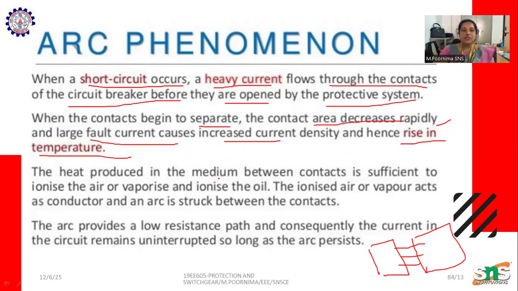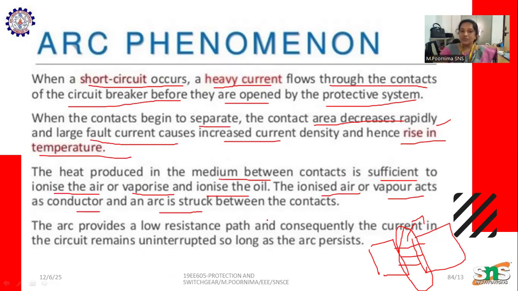The heat produced in the medium between the contactors is sufficient to ionize the air or vapors. That means the flow of electrons can occur through the air, for example by vaporizing and ionizing the oil. The ionized air or vapor acts as a conductor, which allows the flow of current.